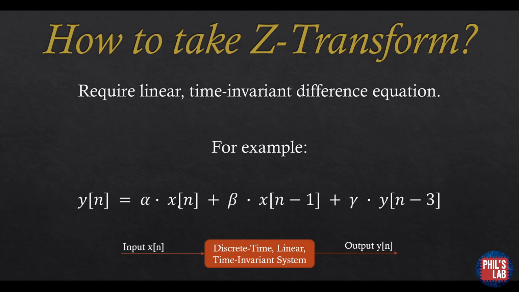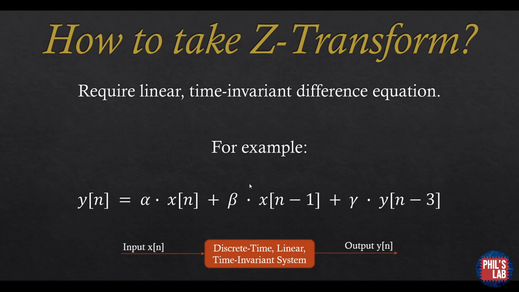It is simply summing, subtracting, and multiplying with constants. That's why it's linear. So the output is some constant times the input, plus another constant times a previous input, the sample at n-1, and then some constant times an output which is delayed by 3 samples. And this is actually really simple to understand.